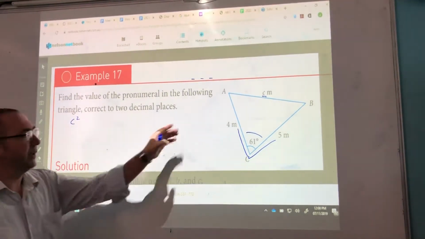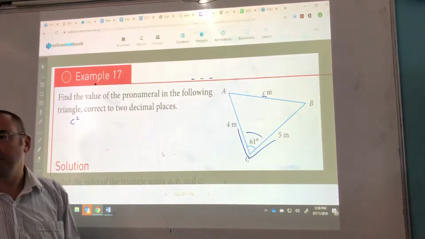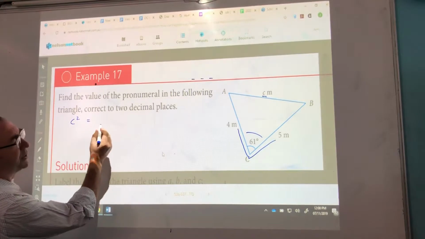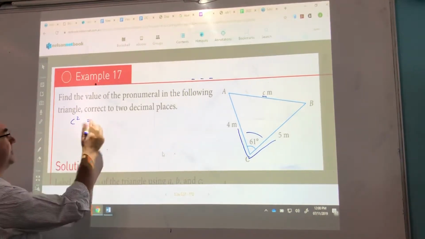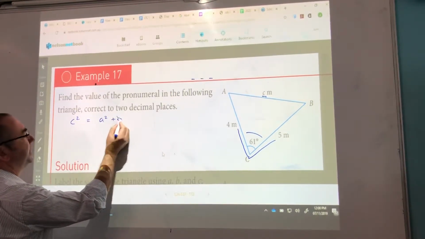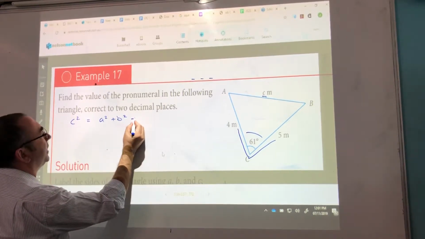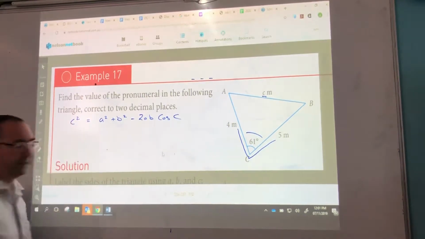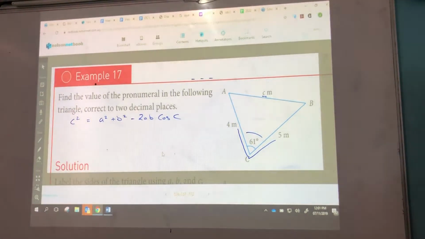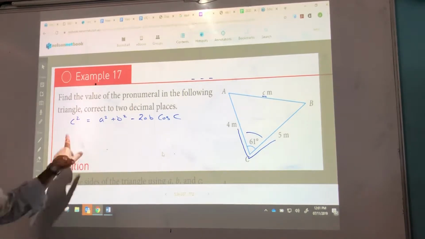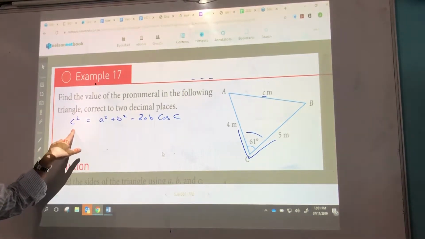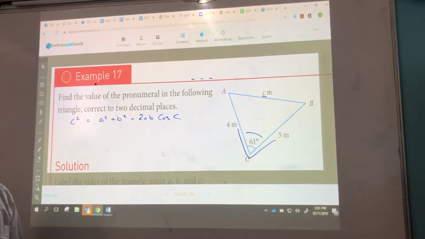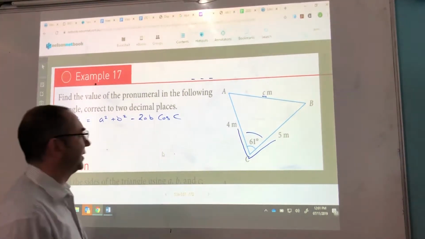Okay, so not a squared equals b squared plus c squared minus 2bc cos A. We want c squared equals the other 2, so that's a squared plus b squared minus 2ab cos C. Just let me check that I've got that right. Okay. Now it's a matter of substituting in the values that we know and using algebra to solve for c.